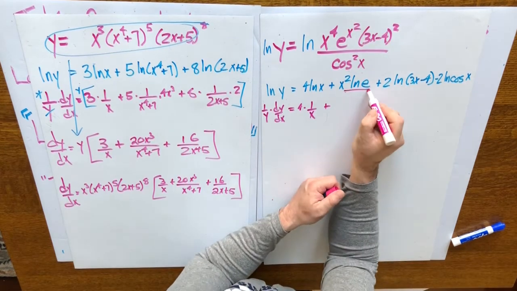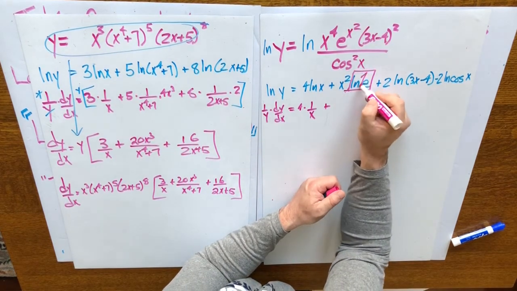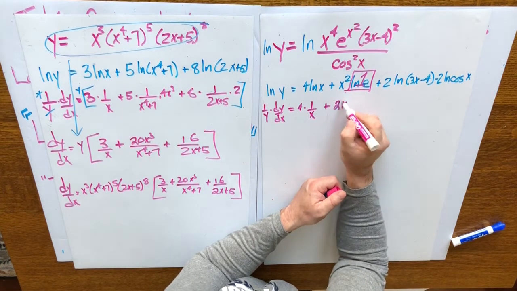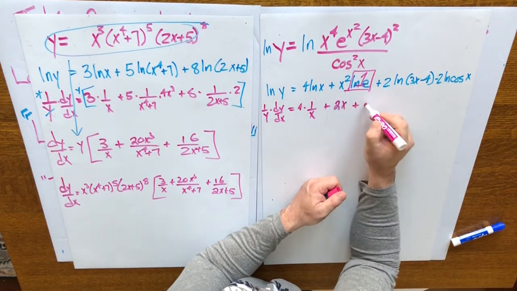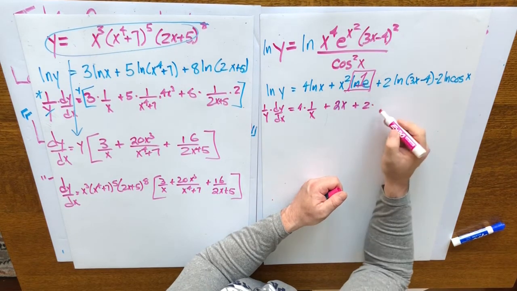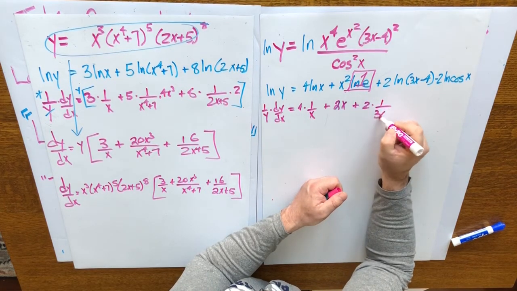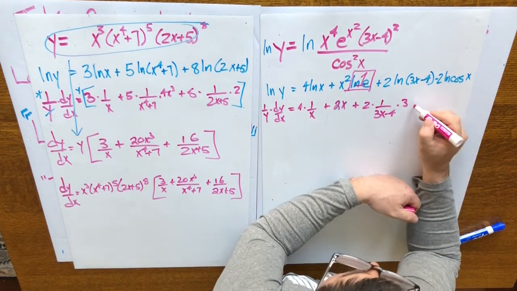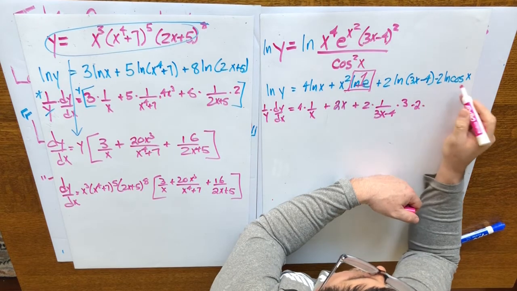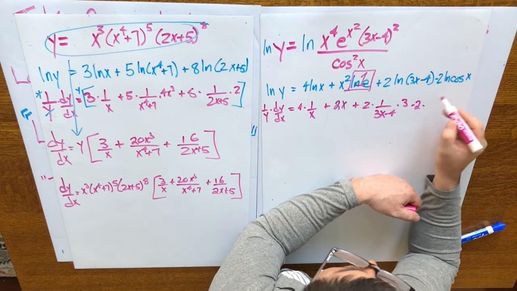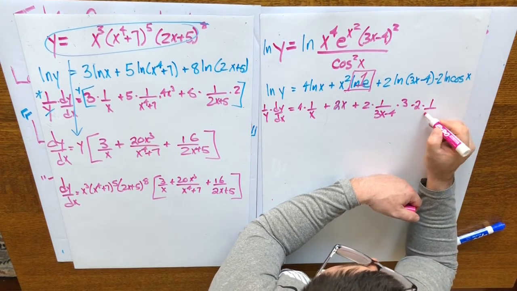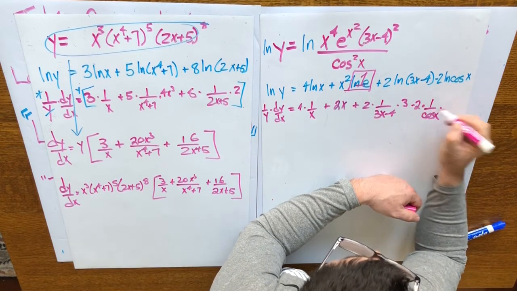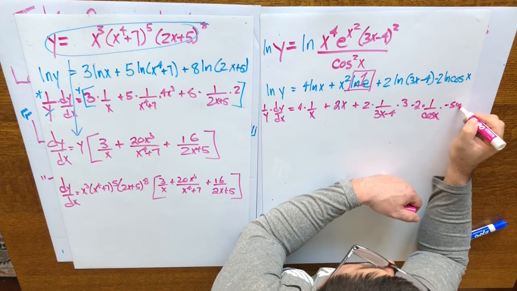Remember that ln e has a value equal to 1. So this is really just the derivative of x squared, which is 2x, plus 2 times the derivative of this expression, 1 over 3x minus 4 times the derivative of the argument, minus 2 times the derivative of ln cos x, which would be 1 over cos x times the derivative of cos x, which is negative sine x.